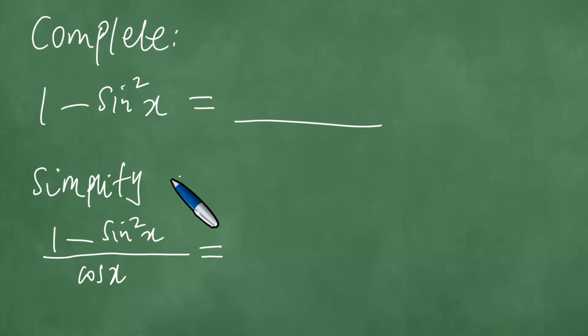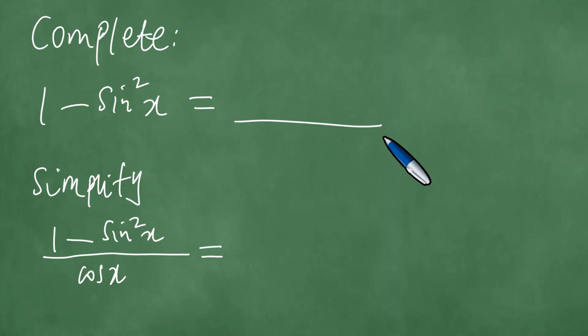Okay, let's complete this. 1 minus sine squared, what is 1 minus sine squared? What can we put here if they say complete? If the examiner is to say complete, what do we put here? What is 1 minus sine squared equal to? Anyone?